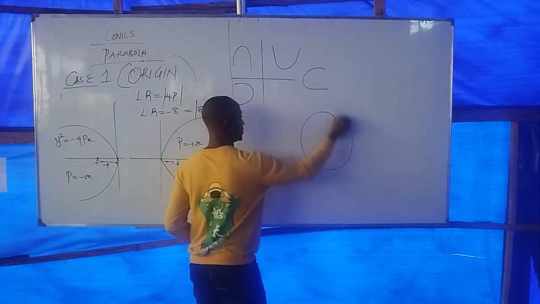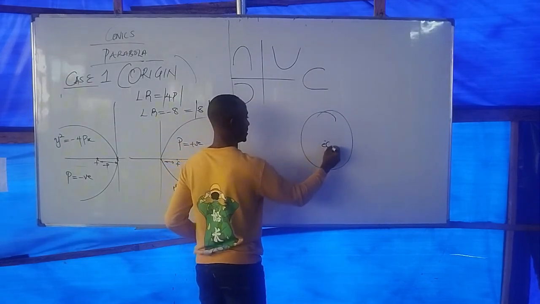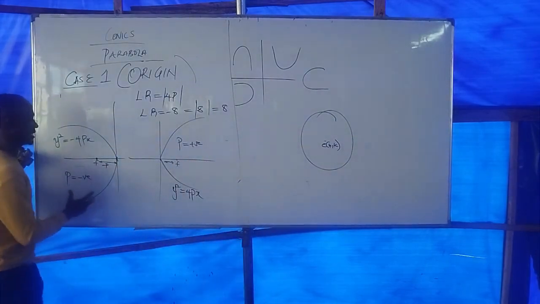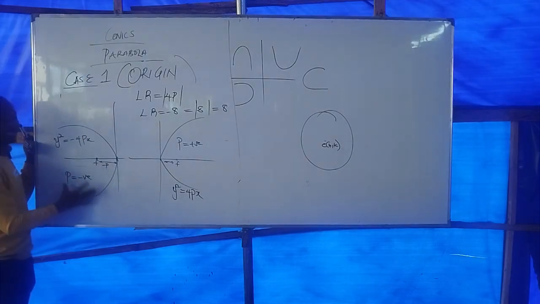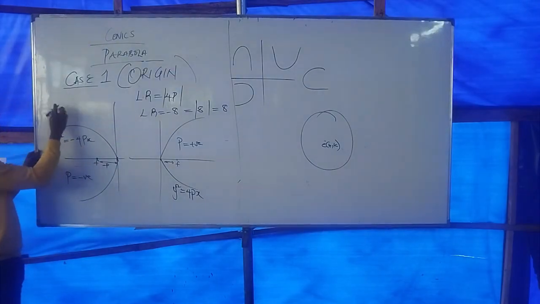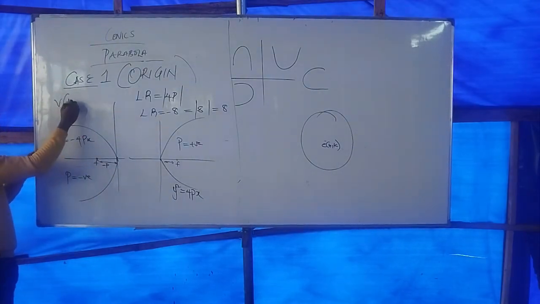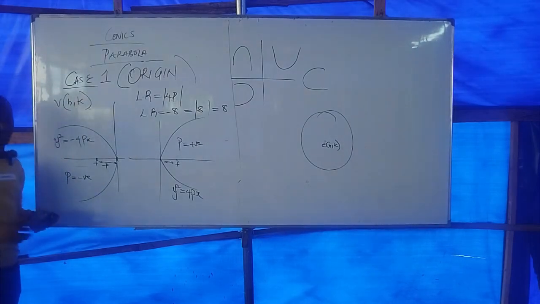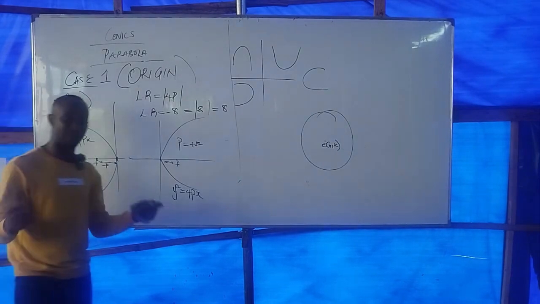for a circle, the center is h, k. But for a parabola, there is nothing like center in a parabola. We only have what? Vertex. And the vertex of all parabola is also the same as what? H, what? K. The vertex of a parabola is the same as what?